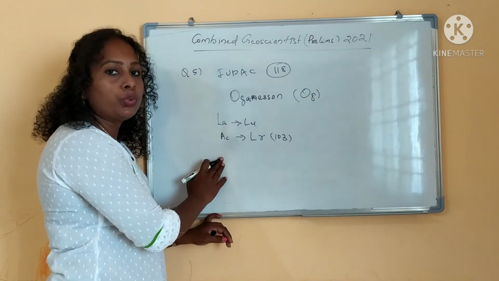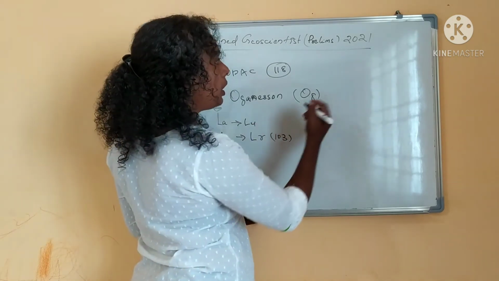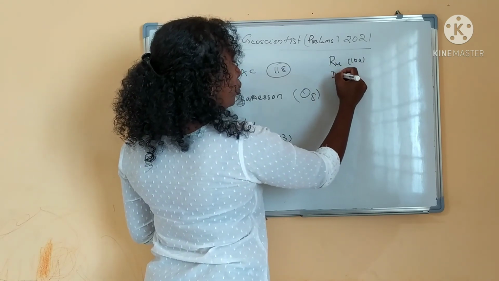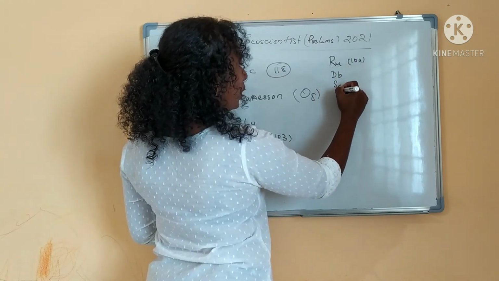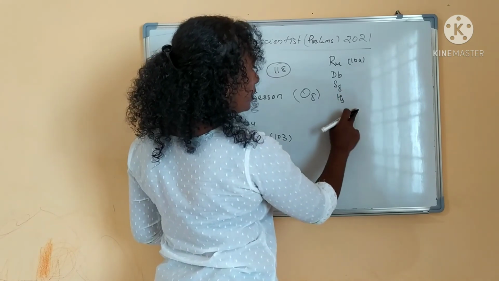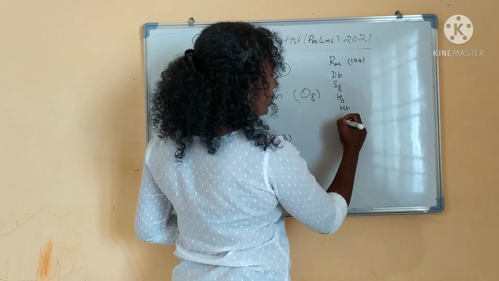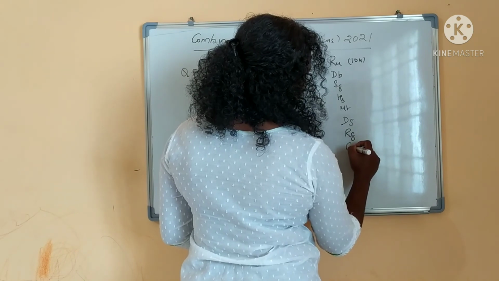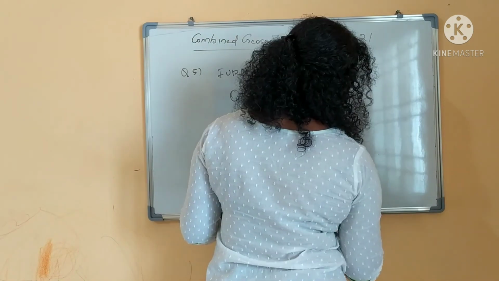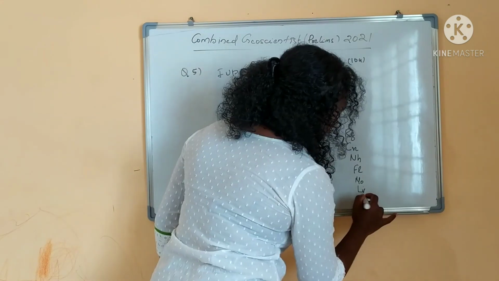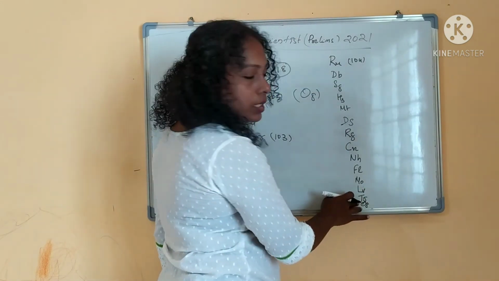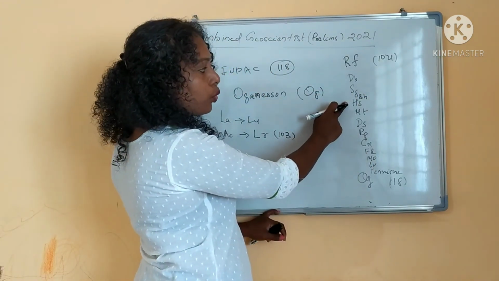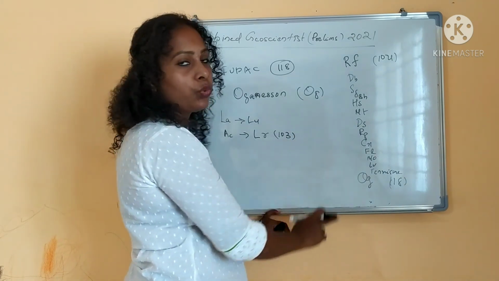From 104 also you have to learn all the elements by heart, the complete periodic table. So 104, what is the element? Rutherfordium, then dubnium, seaborgium, bohrium, hassium, meitnerium, darmstadtium, roentgenium, copernicium, then nihonium, flerovium, moscovium, livermorium, tennessine and oganesson. Here I missed one element, bohrium: rutherfordium, dubnium, seaborgium, bohrium, hassium. These are all the elements you have to study.